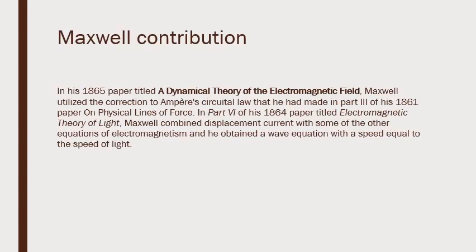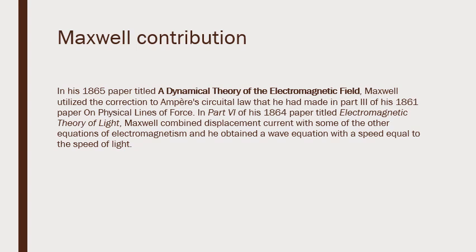Full credit should be given to Maxwell for this. Maxwell was a fantastic scientist of that era. In 1865, he published a paper, A Dynamical Theory of the Electromagnetic Field. Maxwell utilized the correction to Ampere's circuital law that he made in a paper in 1861 on physical lines of force.